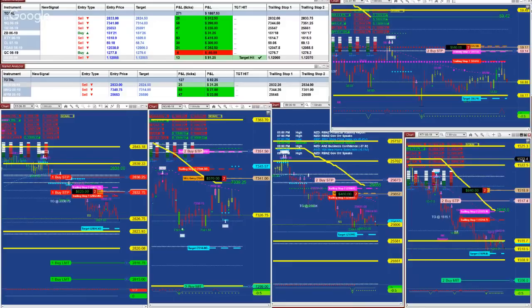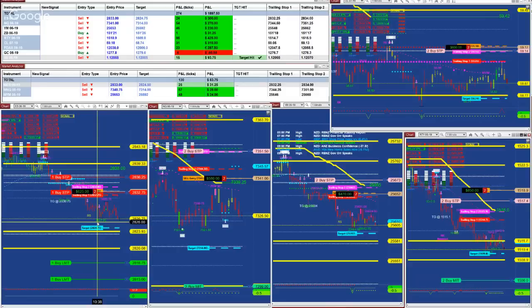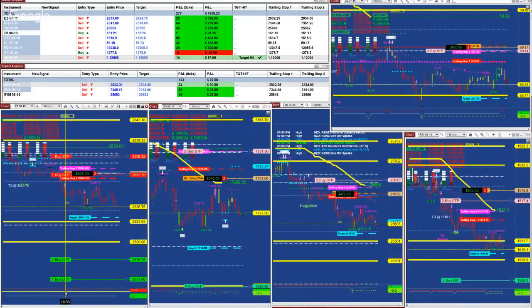We don't need too much information. We need the proper information in there. That's it. As you see here on the ES, this is my information. I don't care about that candle, whatever that was 20 years ago, and it is way overdue.